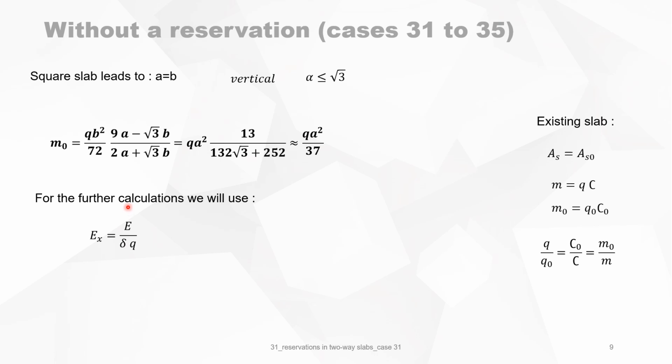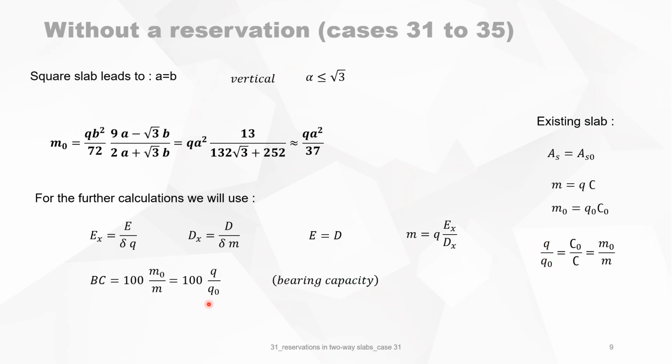For the further calculations, we will use, instead of E, because it's always dividing by delta over Q, dx instead of D, because dx is D over delta M. And when E is equal to D, it means that the bending moment is equal to the load in ultimate limit state times dx divided by D. And we define bearing capacity as 100 times M0 divided by M, or because it's the same, 100 times Q divided by Q0.